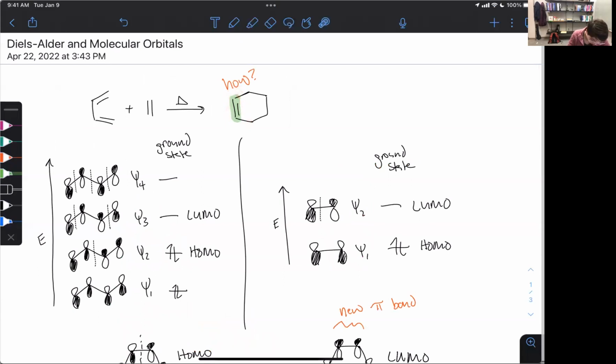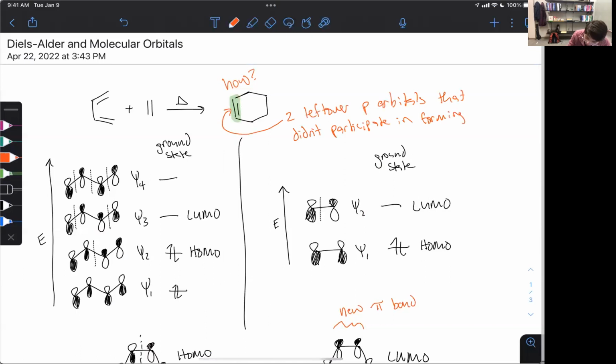Okay. So this is from 2 leftover p orbitals that didn't participate in the reaction. And I'm going to specify that by forming sigma bonds. Okay. Because that's kind of the important part of the reaction participation. Okay, so that's all that happened.